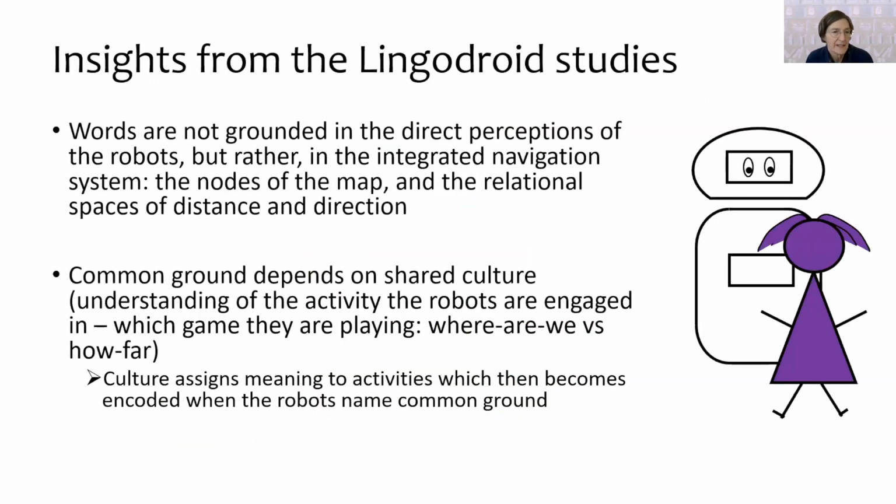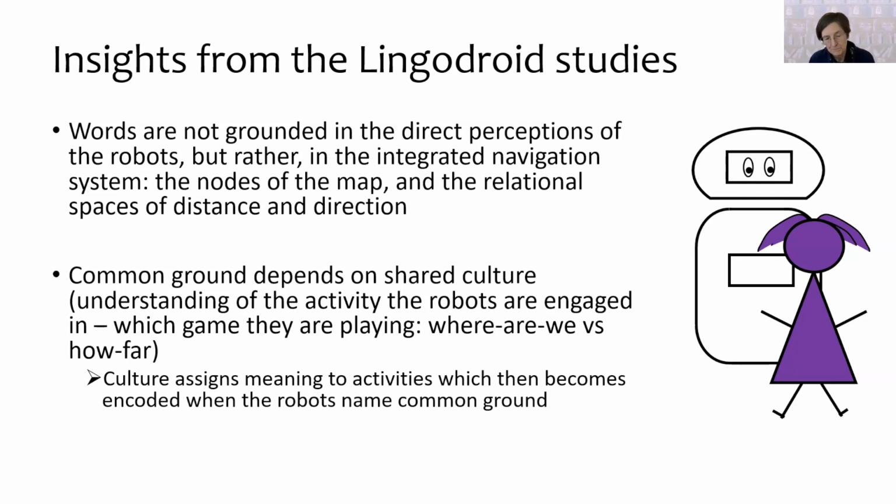All right, so insights from the LingoDroid studies. Words are grounded not in the direct perceptions of the robots, but rather in the integrated navigation system itself. This includes the nodes of the map and the relational spaces of distance and direction. And then you can add a whole lot of other different coordinate systems to that. What is important is that common ground depends on shared culture. That's understanding the activity that the robots are engaged in, which game they're playing, where are we versus how far, for example. Culture assigns meaning to activities which then become encoded when the robots name common ground.